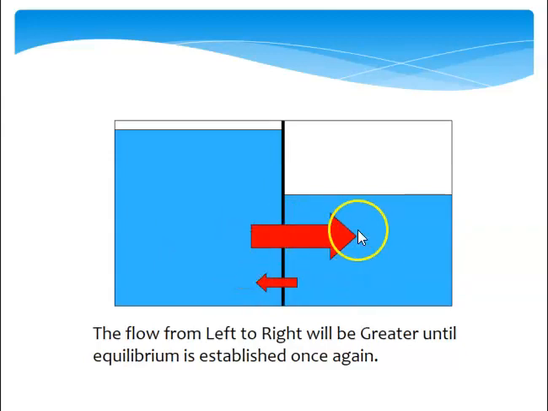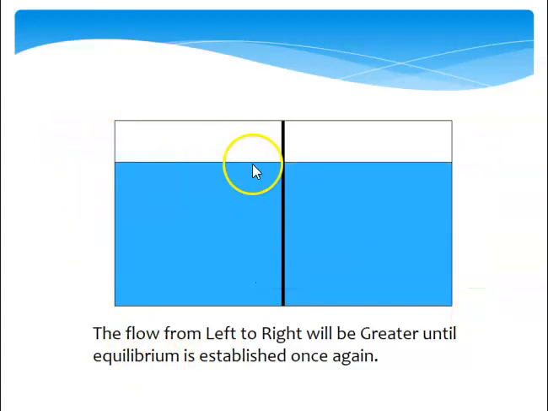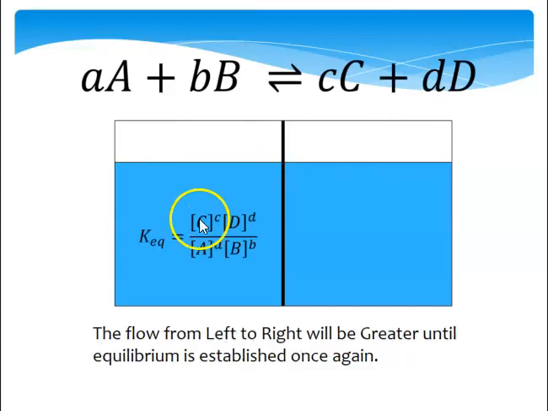So more water's going to the right than to the left, at least for now. And because there's more water going right than left, this side's going to drop, this side's going to go up, and boom, eventually they'll reestablish equilibrium. Now it's hit its new equilibrium position. So how is this like a chemical system?